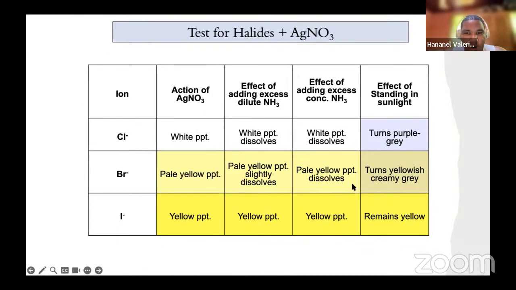Now, after we add the concentrated ammonia, we could put them in sunlight, okay? Because the halides react differently with sunlight, right? So the chloride would turn purple gray, the bromide would turn creamy gray, and the iodide would remain yellow. So if you have yellow all throughout, then it would remain as an iodide solution. All the others, of course, would change. But these are the tests that we can know. So, I mean, we could really stop here. Well, if we want, we can go further in this direction.